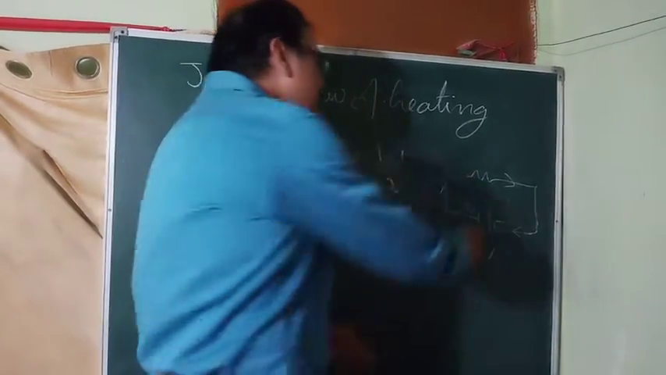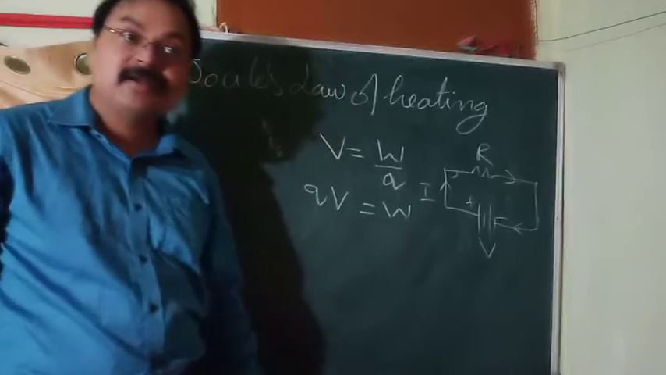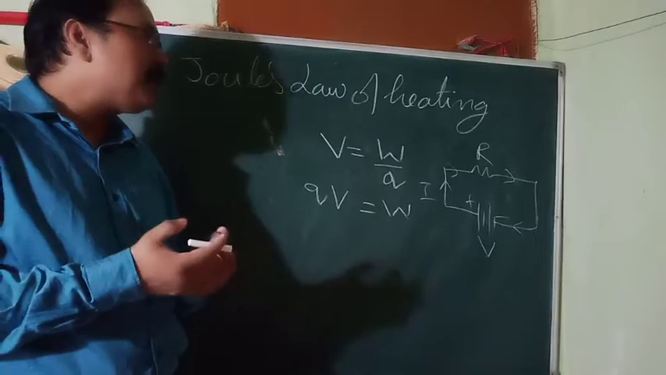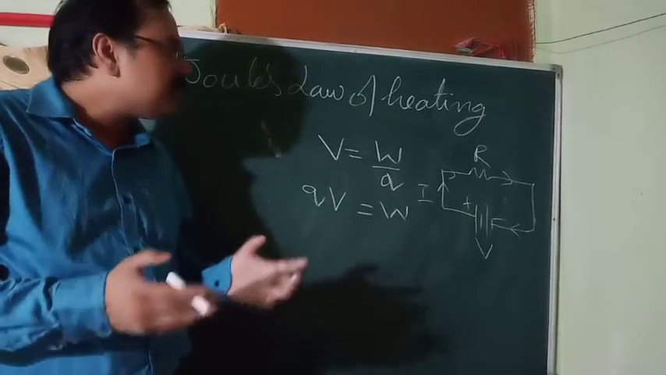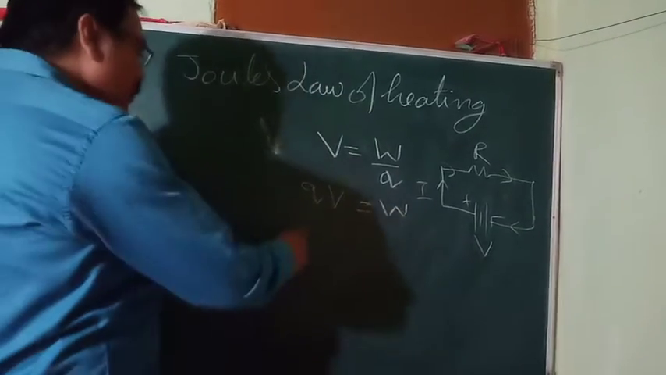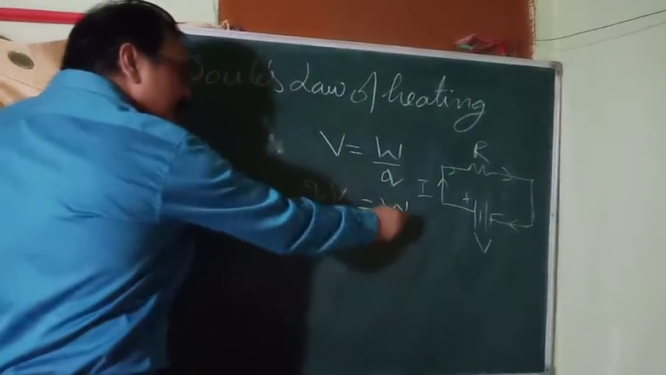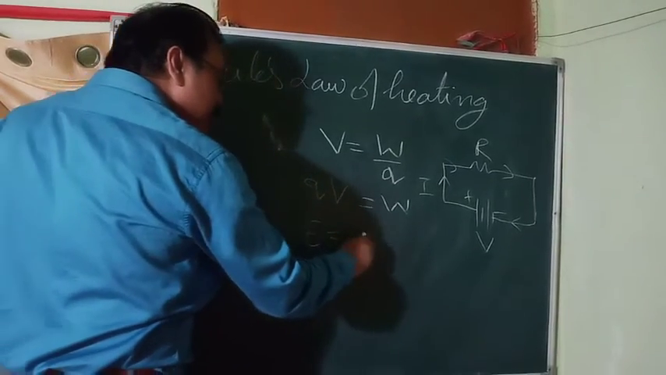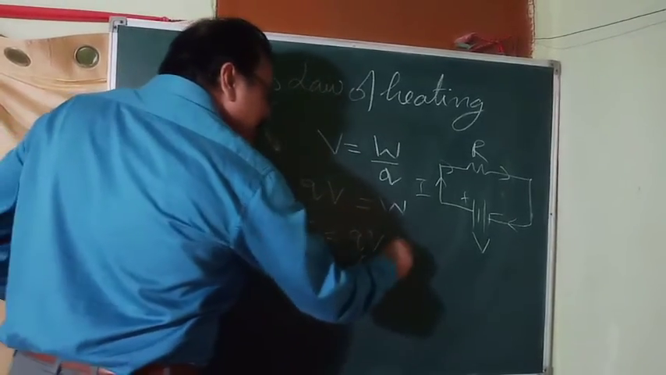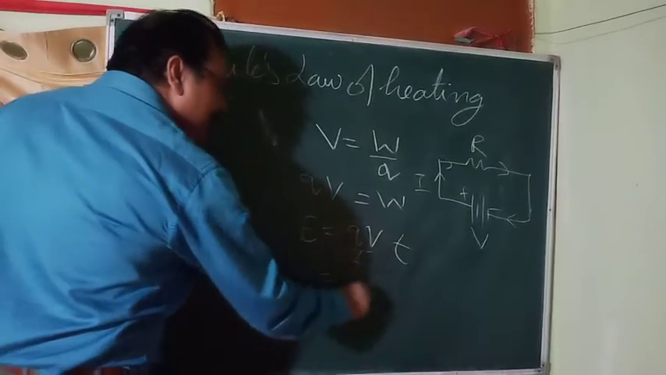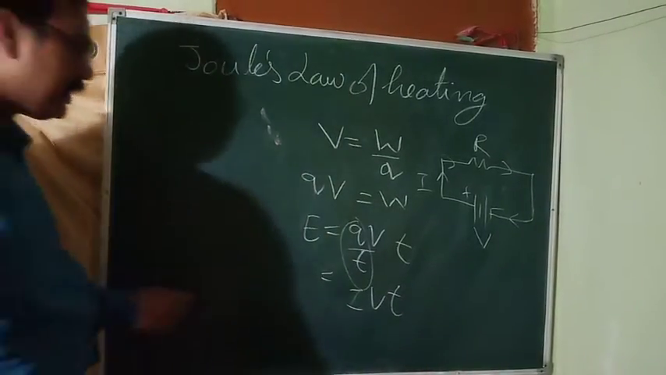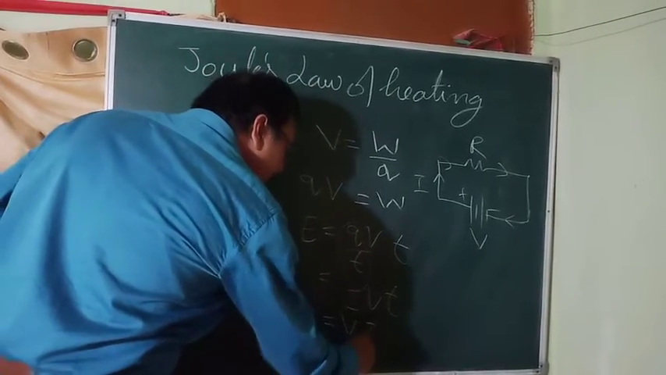Whatever work it is doing to maintain this current in the circuit, what happens? When this current passes through this resistor of resistance R, the resistor offers resistance, meaning it opposes the current, and due to that, heat is generated. The electrical energy gets converted into heat energy. And how much heat energy? Instead of W we can write energy. Energy is QV. Now if we divide it by time and multiply it by time, what will you get? Q by T is I, and here is V. So you will get IVT, or rearranging, VIT.